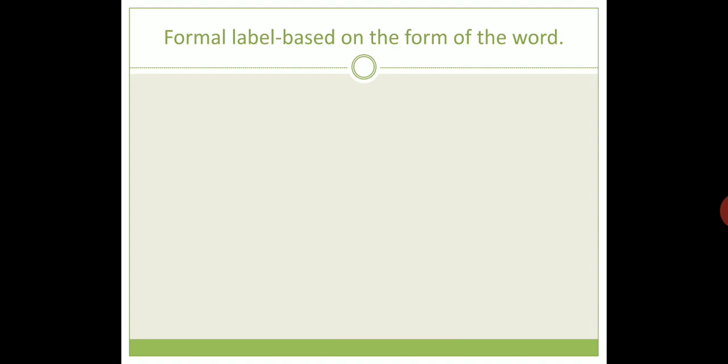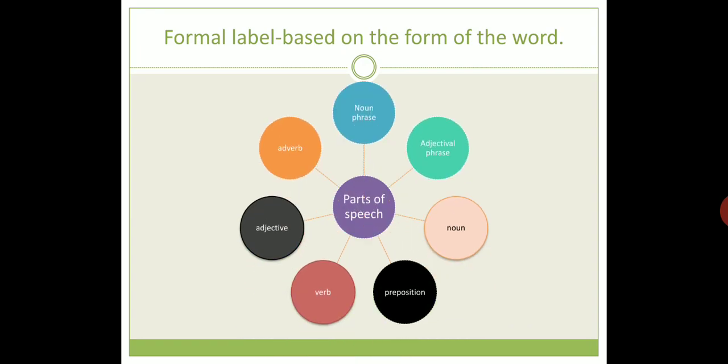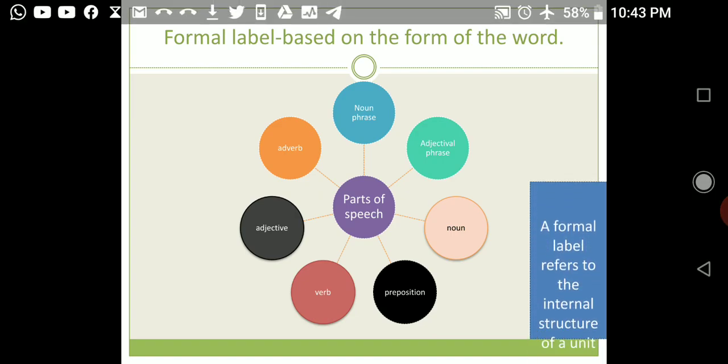If we recognize a category based on the form of the word, it may be referred to as a formal category. That is the definition I have given on top. Formal labeling of a sentence is based on the form of the word. Now, what are the forms that we must be familiar with to do this? You must be familiar with parts of speech or word classes, which is part of your syllabus. So, parts of speech or word classes like noun, verb, adjective, adverb, adjectival phrase, preposition, etc. are all formal labels. So, formal labels are based on parts of speech, and it refers to the internal structure of a unit or a sentence.